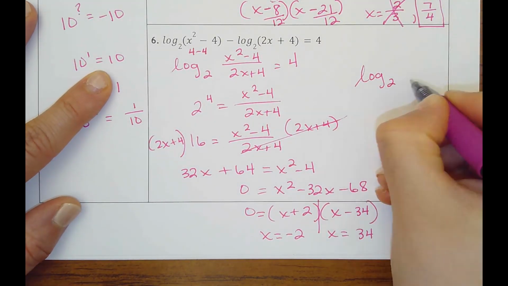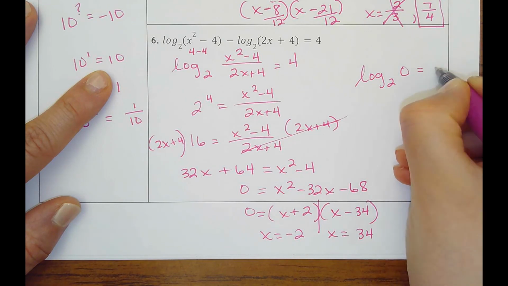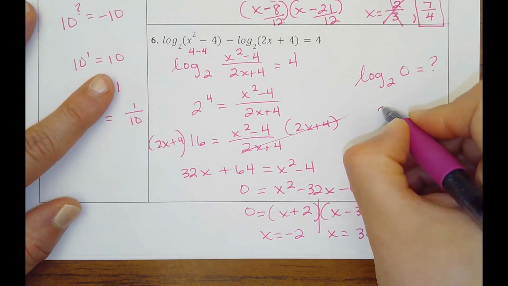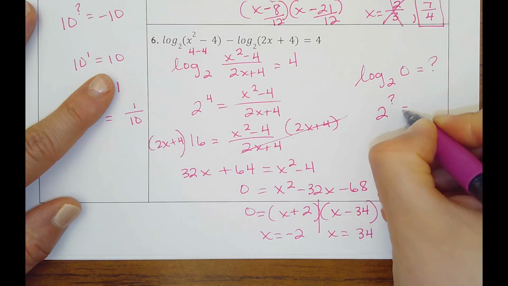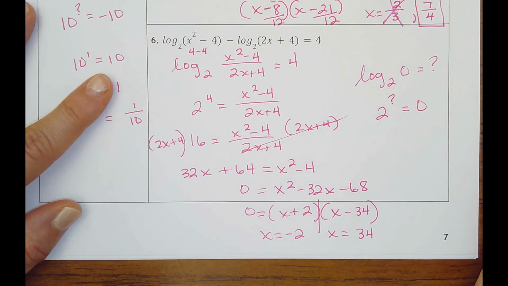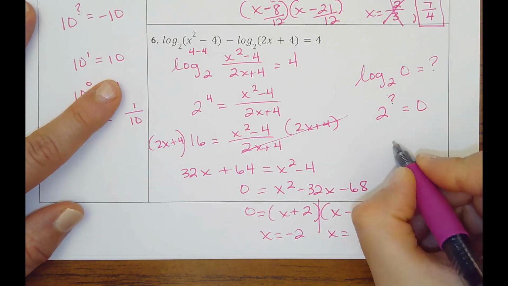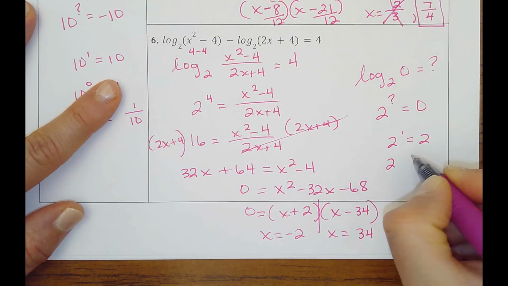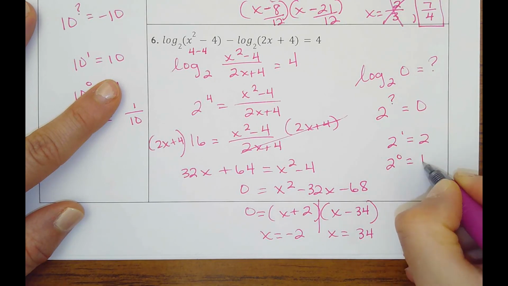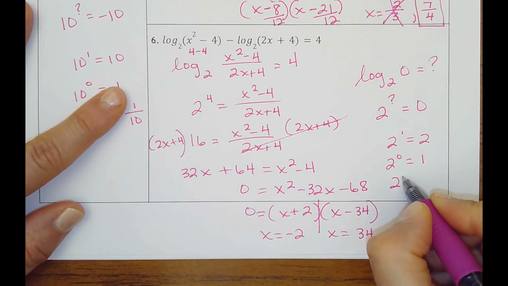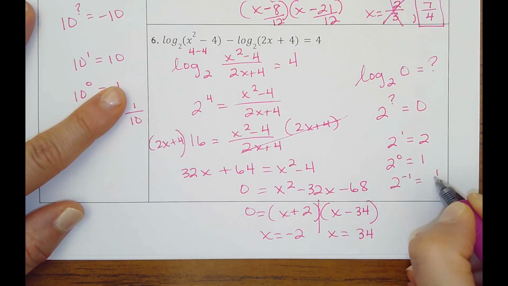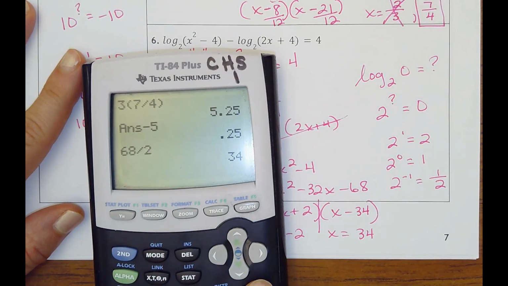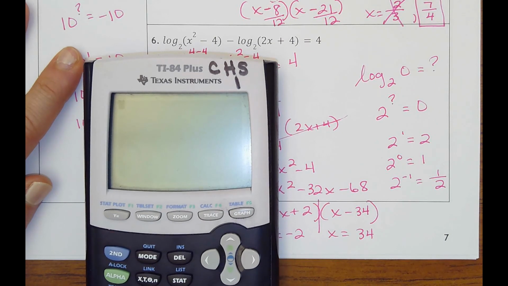If I have log base 2 of 0 supposed to equal something, let's see if that can be evaluated. 2 to some power needs to be 0. Well, 2 to the first power is going to give me 2. That didn't work. 2 to the 0 power is going to give me 1. That doesn't work. 2 to the negative first power just flips it to be 1/2. That doesn't work. So it looks like you can't have anything with a log of 0 as well.